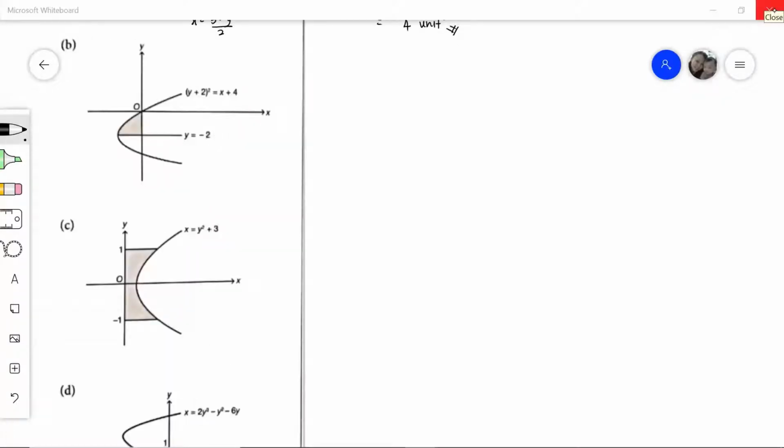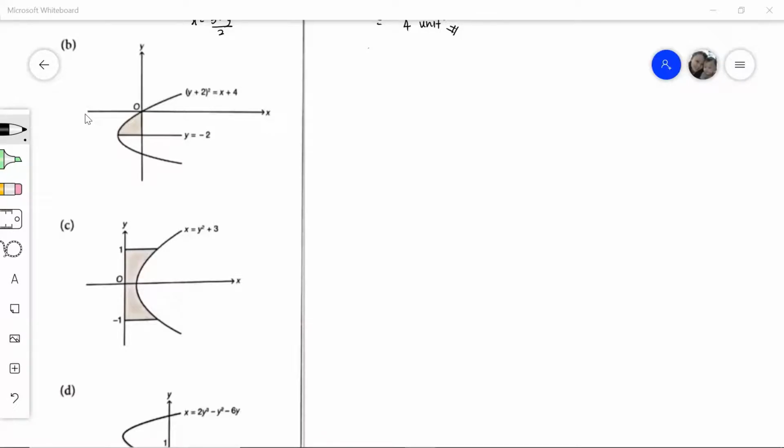Okay, let's look at B. So for B, the shaded region is on the left side of the y-axis. And therefore, we will get the area which is in the negative value. It is just like if the area is shaded towards the x-axis. So above the x-axis is positive, below the x-axis is negative. So if we are shaded towards the y-axis, on the right side of the y-axis is positive, on the left side of the y-axis will be negative.